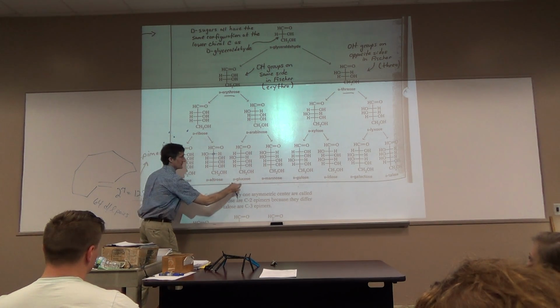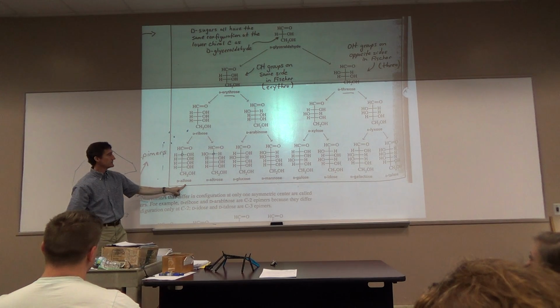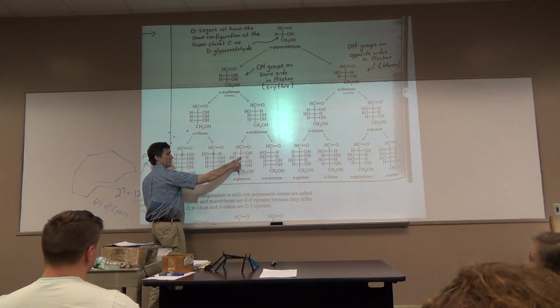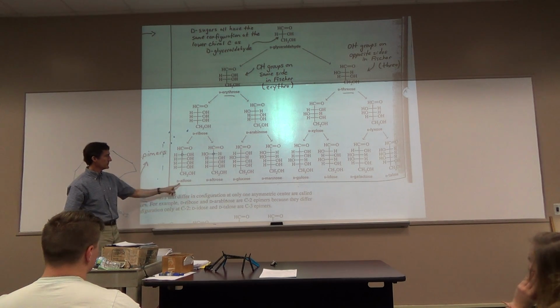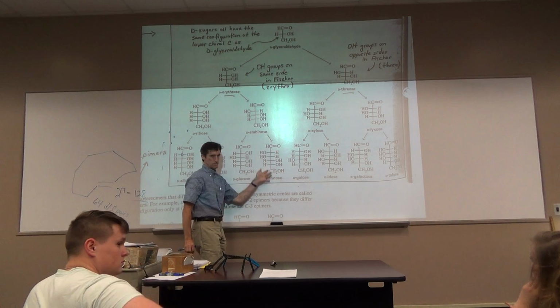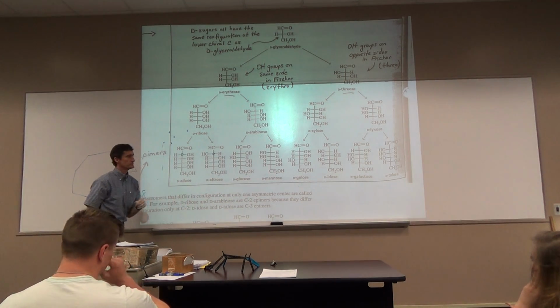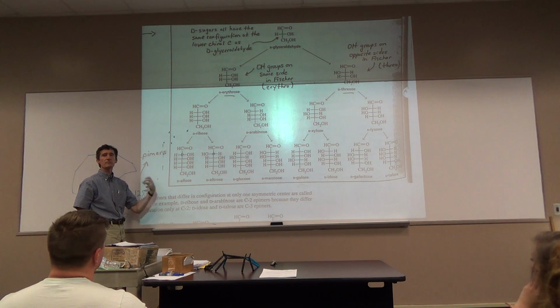What about glucose? Is glucose an epimer of allose? Yes. Only one has changed compared to this. What about mannose? Is mannose an epimer of allose? No. Mannose, more than one has changed. So mannose is a diastereomer of allose, but it's not an epimer.